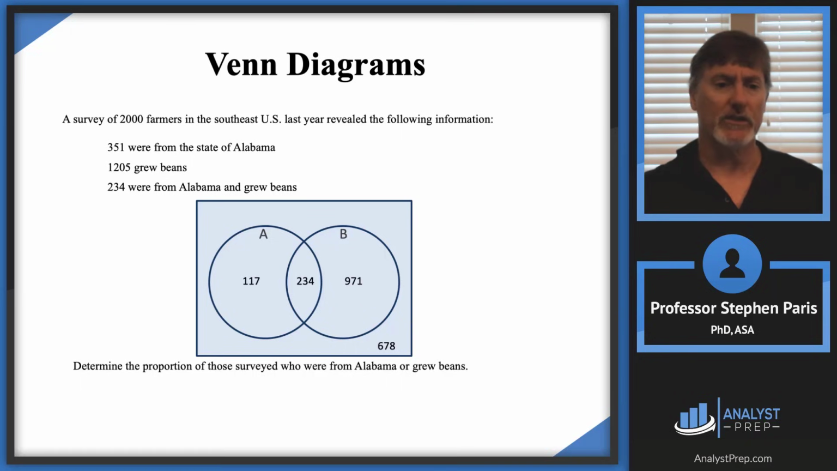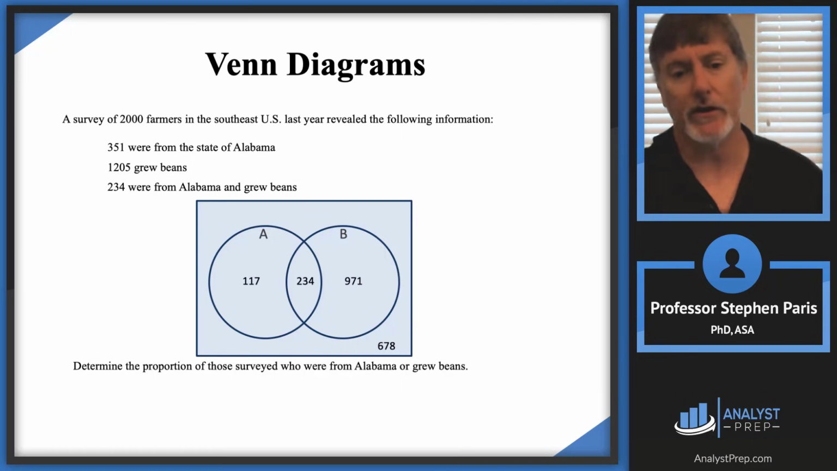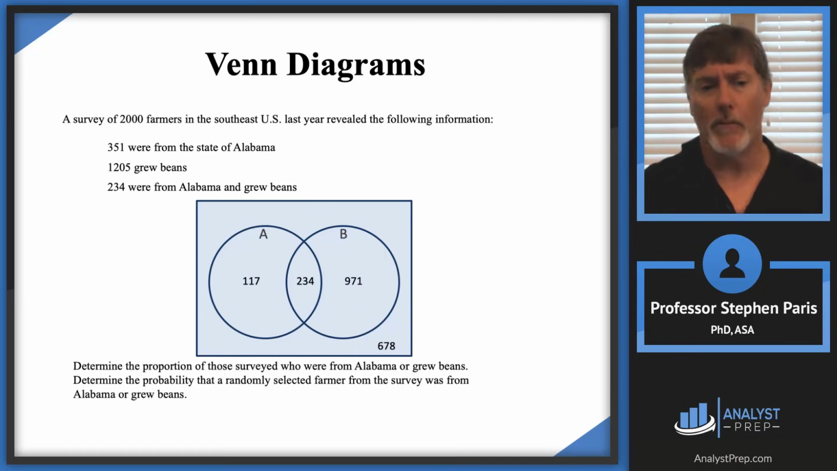And then I might ask a question like, well, what's the proportion of those surveyed who were from Alabama or grew beans? Or maybe something like, determine the probability that a randomly selected farmer from the survey was from Alabama or grew beans. Those are the exact same questions. So I put them there just to illustrate to you that they are different ways of asking the same question. Determine the proportion of something, or determine the probability that something. If they're describing the same something, then they're asking the same question. So in this case, we're looking for the probability of A or B.